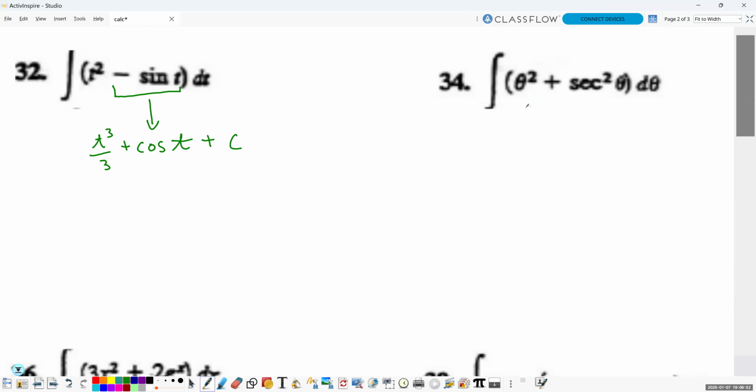For number 34, people get weirded out because we're squaring the angle, and then we have plus secant squared. Theta is just the variable. Don't make it so dramatic. There we go. Now, we have to, again, remember our trig derivatives. What has a derivative of secant squared?